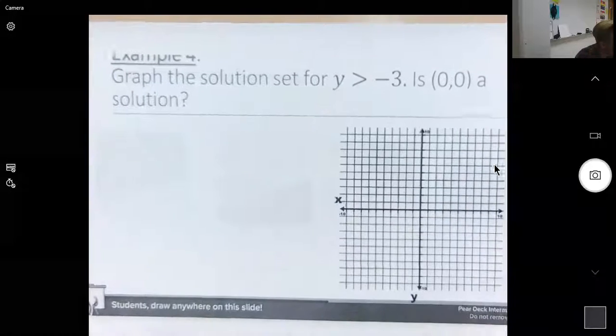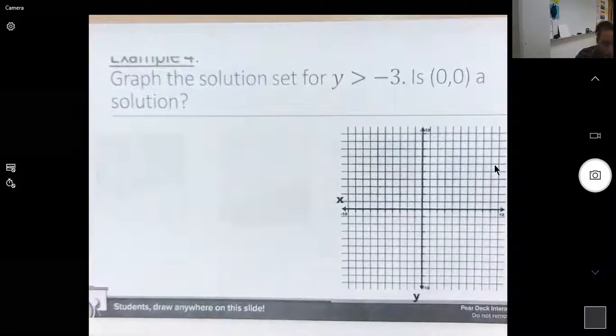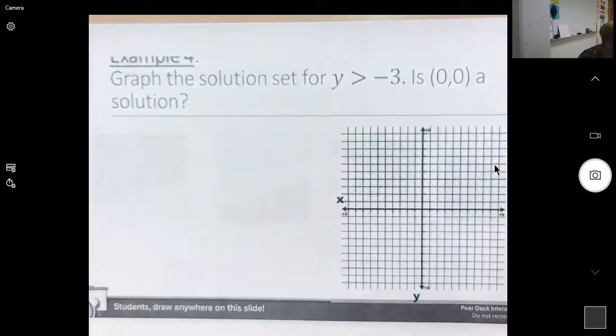Okay, welcome back, y'all. We're doing our last video on solving linear inequalities, and this is with special cases. Mainly, I'm going to talk about horizontal and vertical lines.